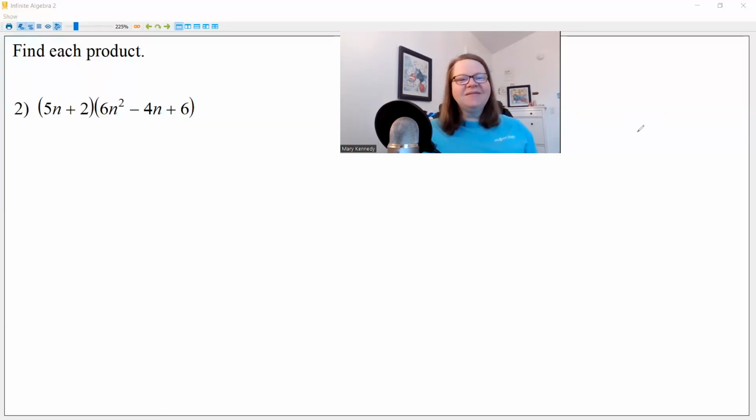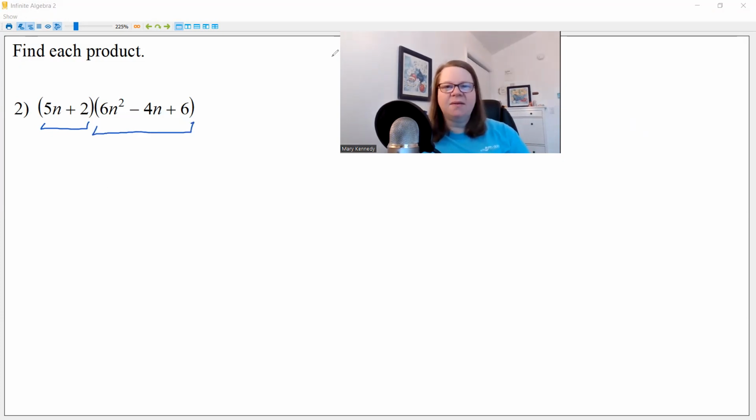Hey guys, so here's a question from a learner this week who had to multiply a binomial times a trinomial. And so what in the world does all that mean? It just means like a bicycle has two wheels, this has two parts. Like a tricycle has three wheels, this has three parts.